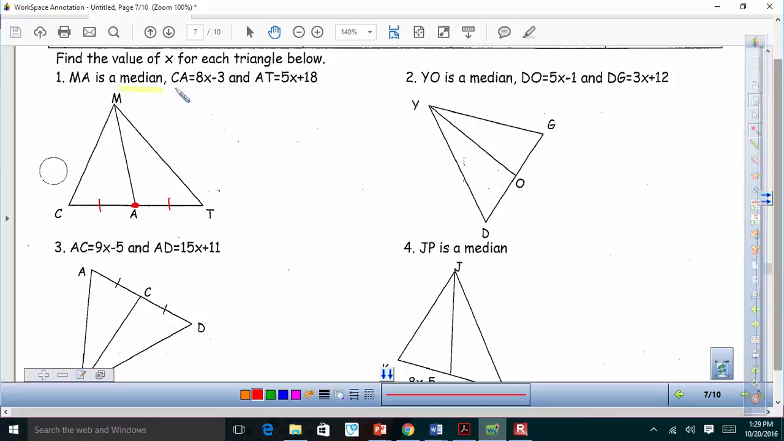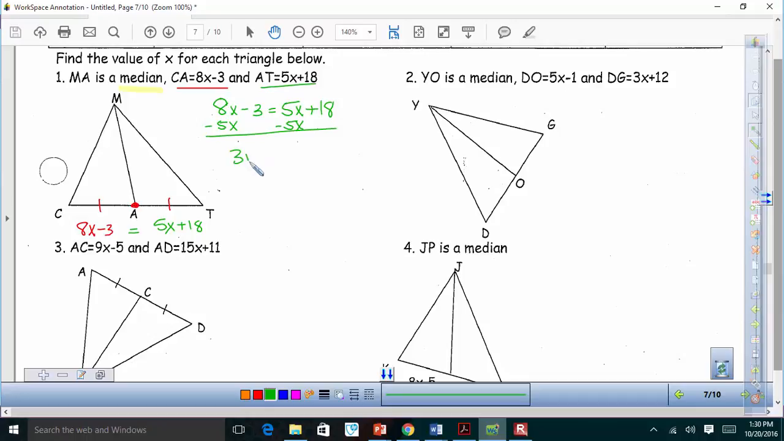It tells me that C to A is 8x minus 3, and it tells me that A to T is 5x plus 18. So what would I do with those 2 things? Set them equal, because they're equal. So we do 8x minus 3 equals 5x plus 18. From here, we're just going to solve for x, so we subtract 5x from both sides.